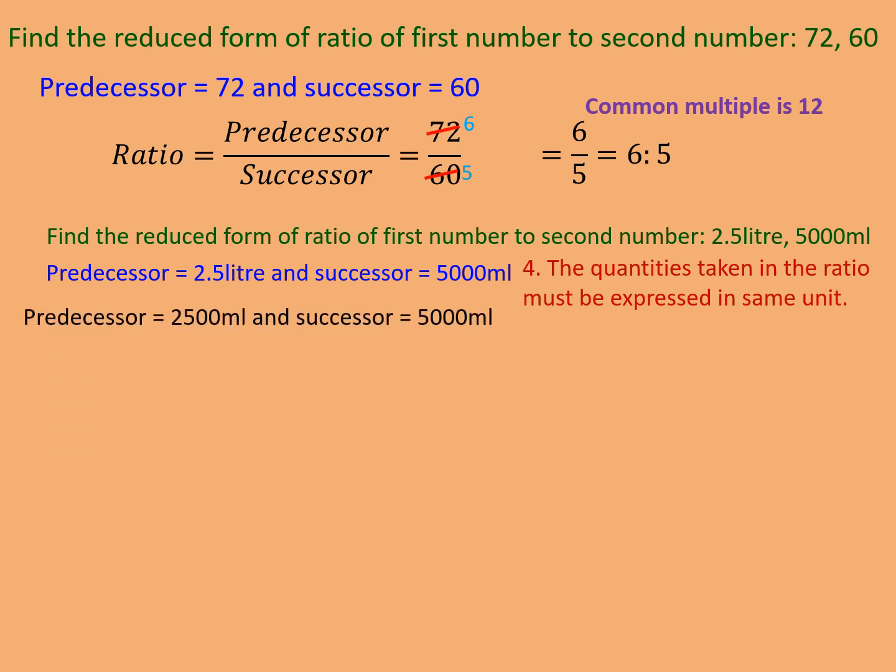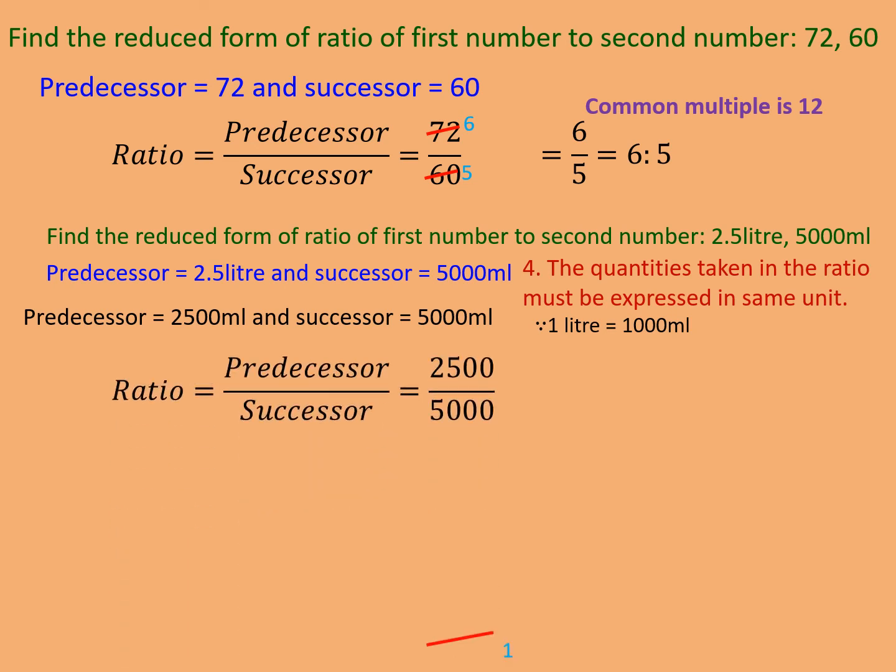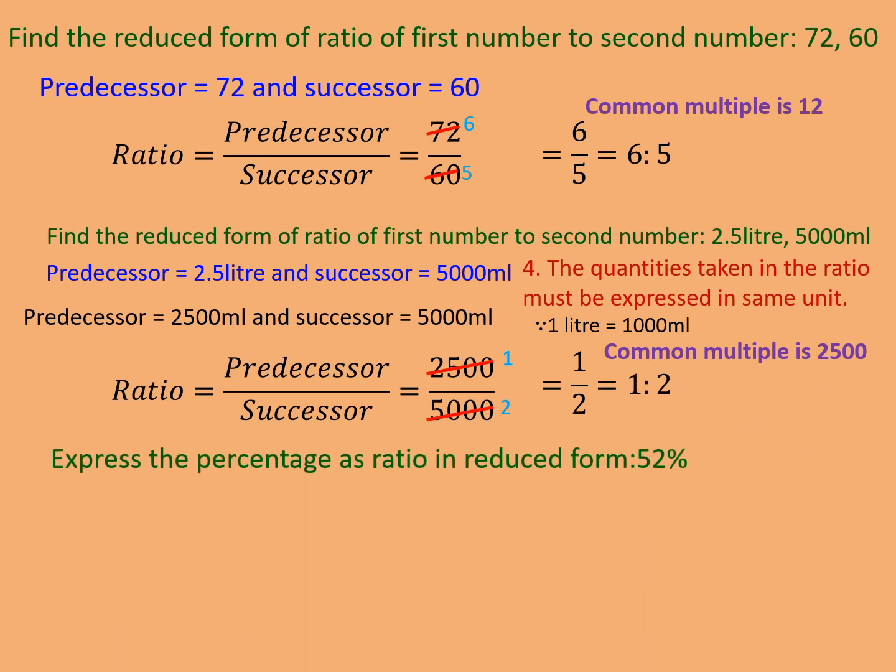For that, as you know, 1 liter equals 1000 milliliters, so predecessor will become 2500 milliliters and successor is 5000 milliliters, and therefore the ratio you will get, see here, divided, is 1:2. Clear? And what will be the common multiple here? Common multiple is 2500. I hope it is clear to you all.